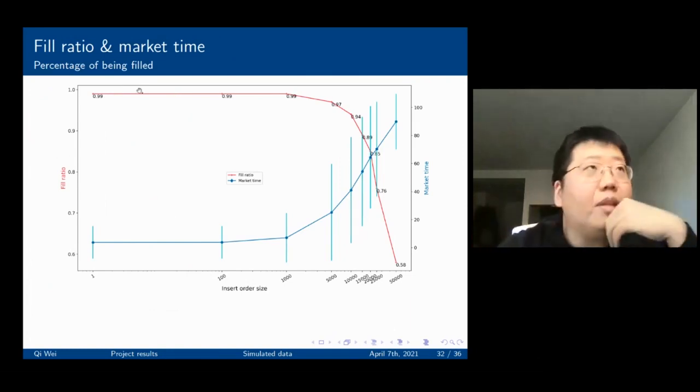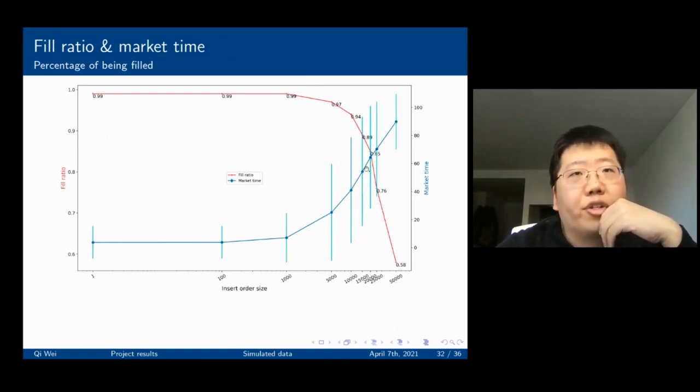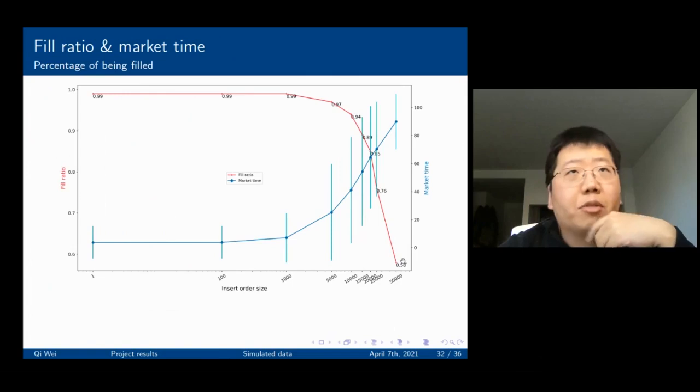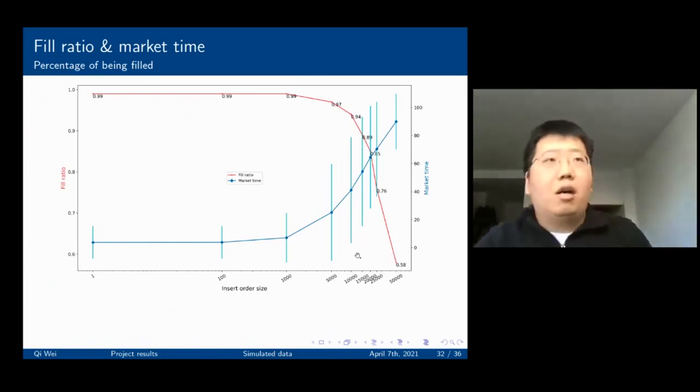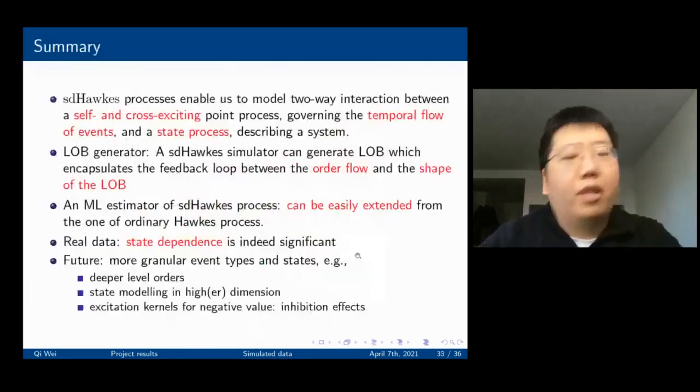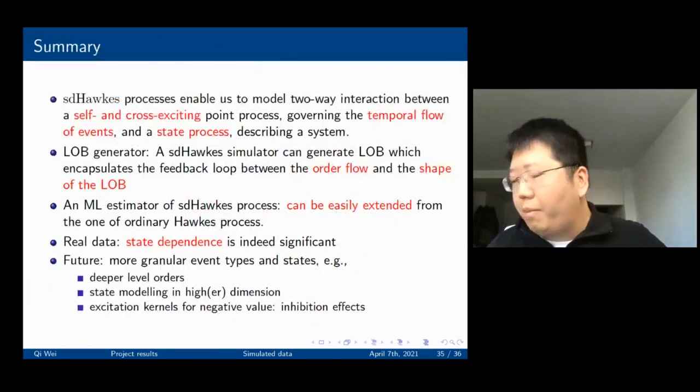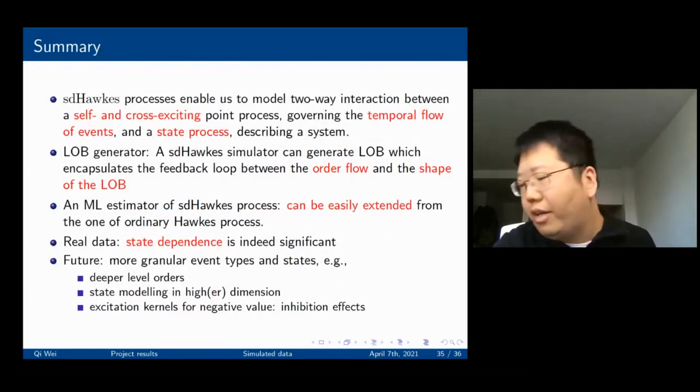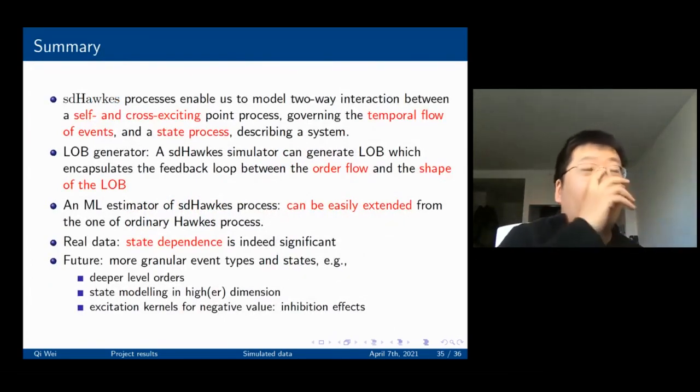When the order size is small, it has a very high probability of being filled. But when the order size is really large, the filling ratio is much smaller. Okay, that's pretty much what I want to discuss today. I'll make a very short summary, and we'll leave 5 to 10 minutes for more questions.